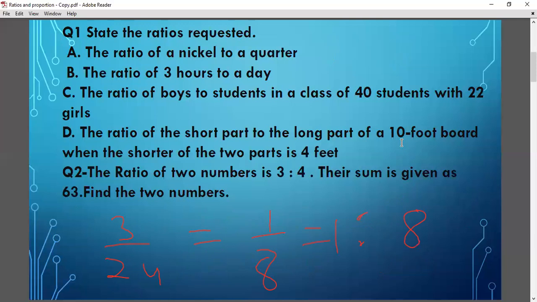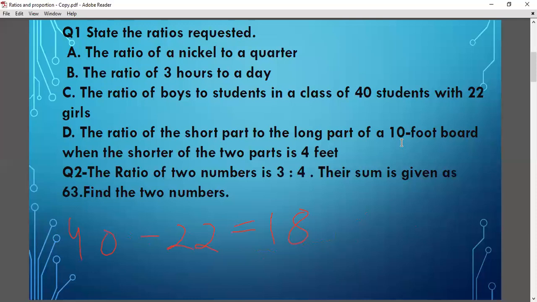For the third part, the ratio of boys to students in a class of 40 students with 22 girls. If they're asking you the ratio of boys, first of all you need to find the number of boys. In order to find the number of boys, you simply subtract the number of girls from the total students. So this becomes 40 minus 22, that is 18. So 18 is the total number of boys in that class.